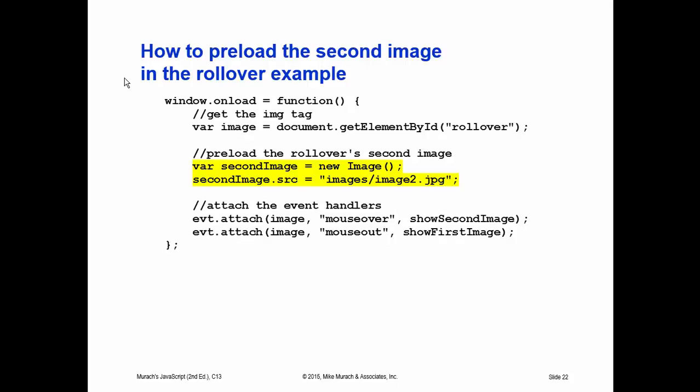In order to do this, you start by creating a new image object. You can see there's an example of that here in yellow. That creates a new empty image node. Then you set the source attribute of that image node to the URL for the image to cause the browser to preload the image. The examples here use the methods of the event library that we talked about earlier in the chapter to actually attach the image handlers.